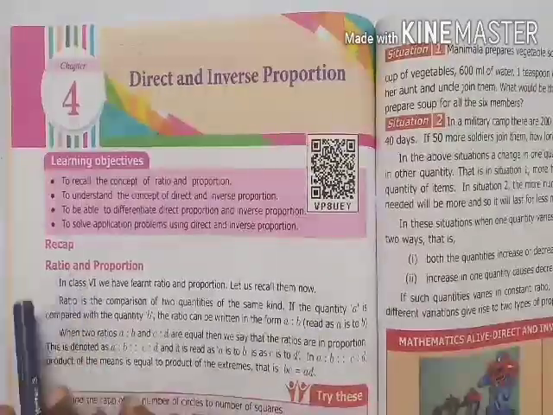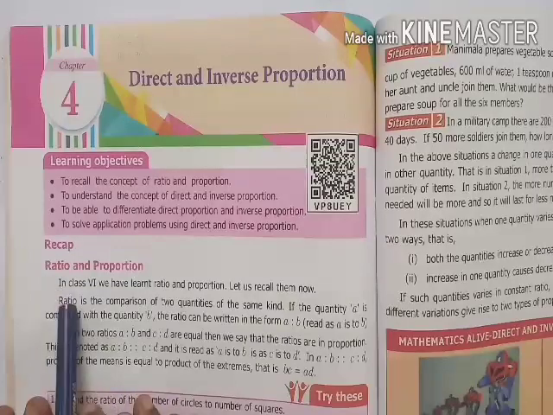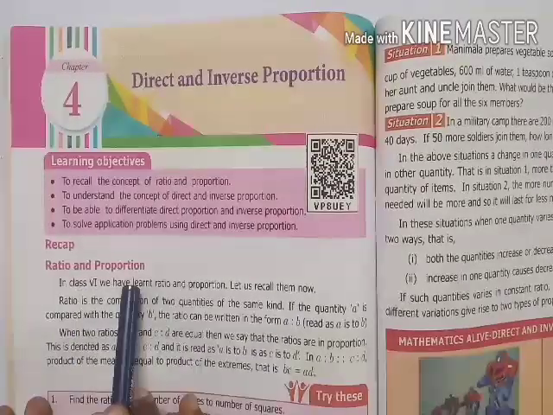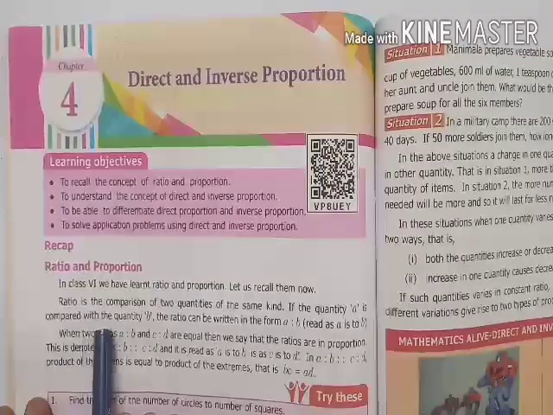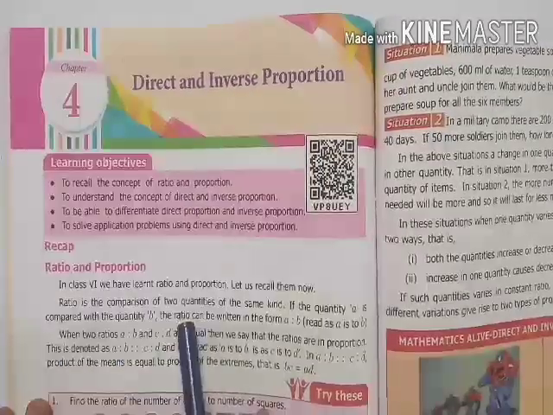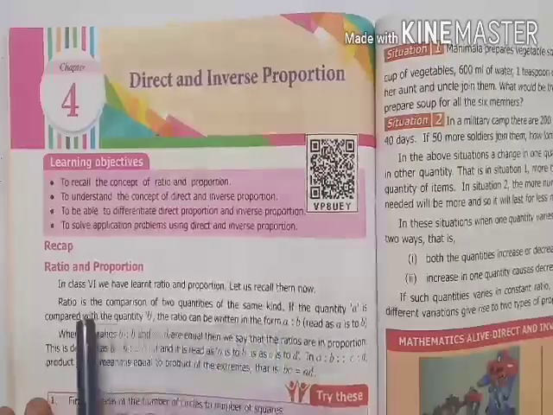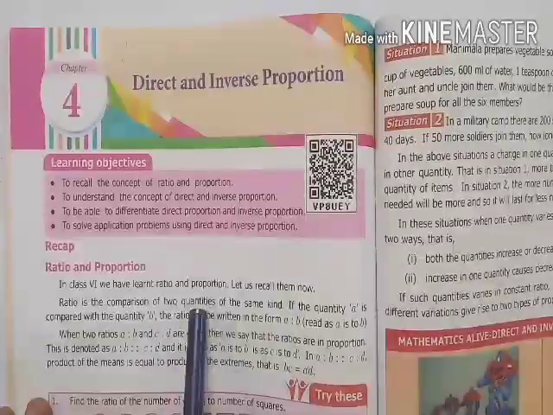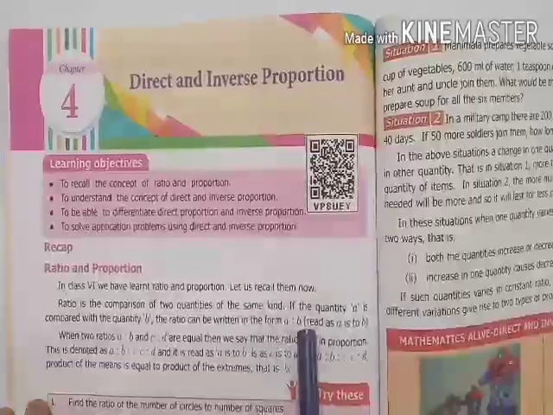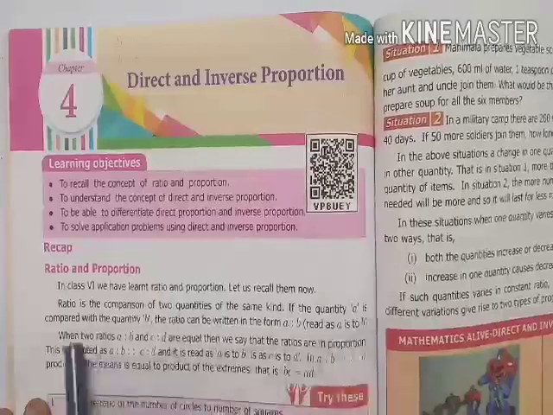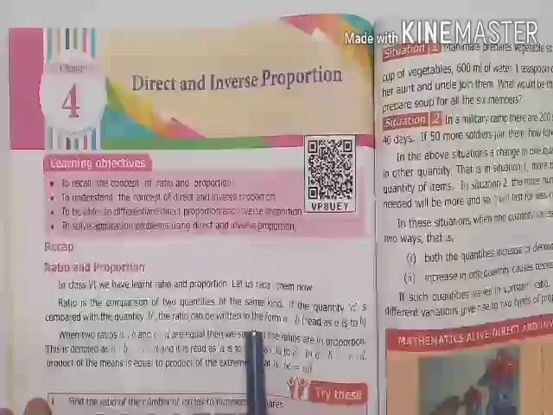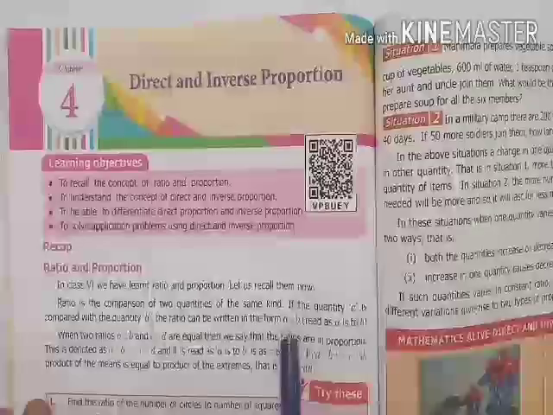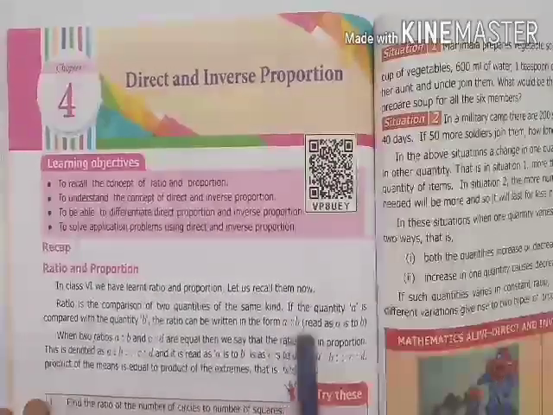Already we learned ratio and proportion in 6th standard, isn't it? What is the definition of ratio? Ratio is the comparison of two quantities of the same kind. If the quantity A is compared with the quantity B, then the ratio can be written in the form A is to B.